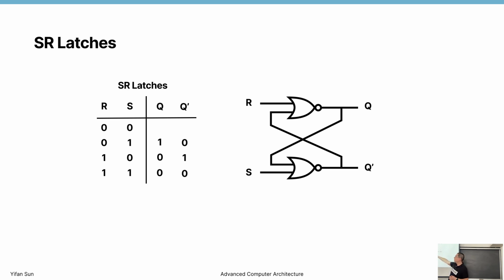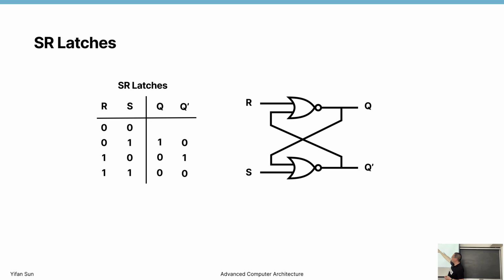So R is 1. If it's 1, this OR must also generate 1, but it's inverted, so it's 0. And Q is 0, S is 0, Q prime is 1. Since this is a symmetrical circuit, the second row and the third row are pretty much the same, just flipped. Then the fourth row is also easy to understand.